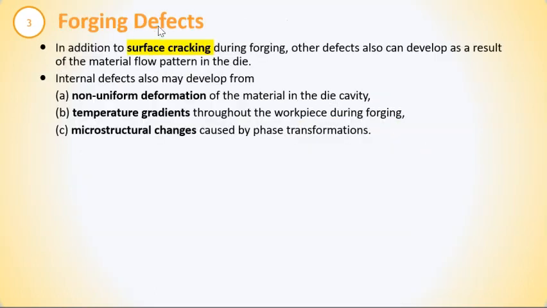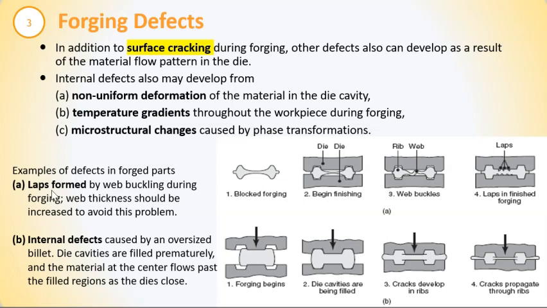The forging defect that we usually find is surface cracking, and then we also have internal defects on the inside part, due to non-uniform deformation, temperature gradient during forging, and also microstructure changes. These are examples of laps, which form especially through buckling. So during the process you can have this buckling, especially when you have a thin part, or laps in finish forging. And for internal defects, sometimes cracks develop in the ribs, especially when you have a very thin part here.